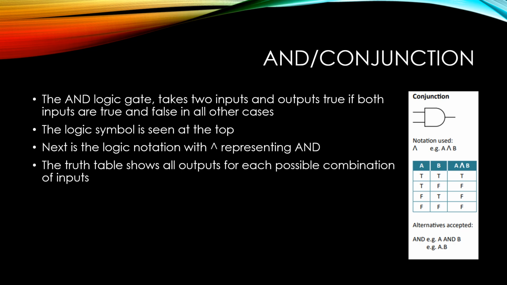The truth table for any particular logic gate shows all outputs for each possible combination of inputs. So for our AND gate, if input A is true and input B is true, then the output of A and B is also true. If A is true and B is false, then the output is false. If A is false and B is true, then the output is false. And if A is false and B is false, the output is still false.